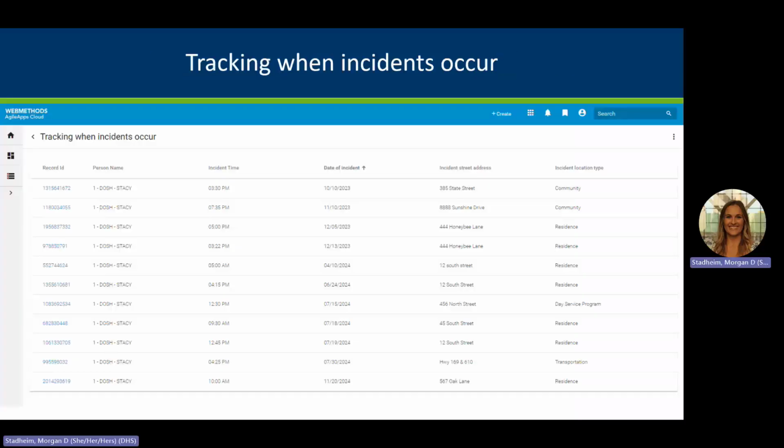The next report, titled Tracking When Incidents Occur, helps providers identify if there is a more likely time of day when a person might engage in an interfering behavior. Knowing the time can give teams a chance to make advanced arrangements to potentially prevent any incidents from occurring.